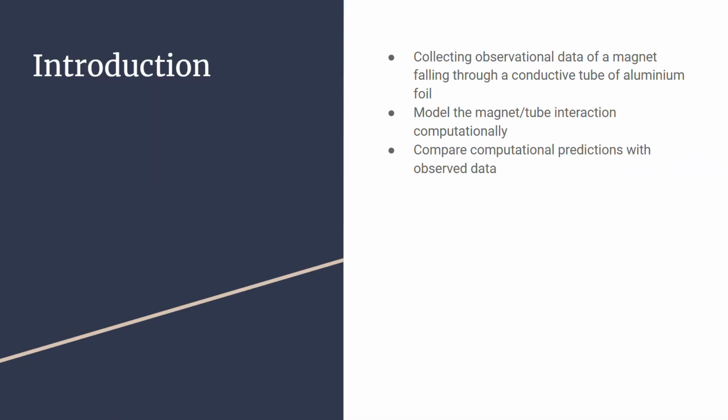So a little introduction on this lab. We are collecting observational data of a magnet falling through a conductive tube of aluminum foil, modeling the magnet/tube interaction computationally, and comparing the computational predictions with observed data.